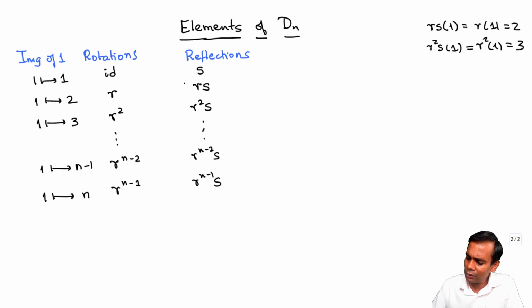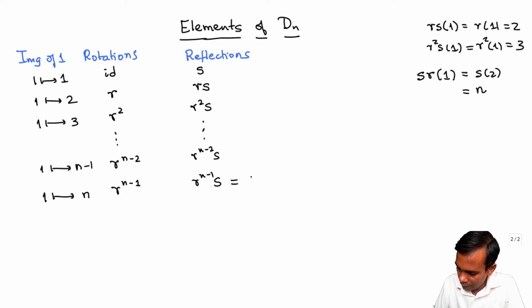Now, we can also try to work the other way. What about s times r? Okay, so s times r is first you rotate and then you reflect. It turns out that this is also a reflection about some other axis, so it's going to be one of these reflections here. Which one is it? To figure out which one it is, we just need to see what it does to 1. So what is SR of 1? Well, that's S of 2. What's S of 2? S takes 1 to 1 and takes 2 to n, so that's n. So this must be S times R.